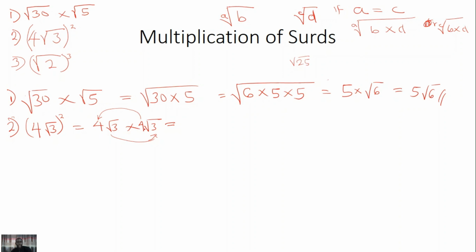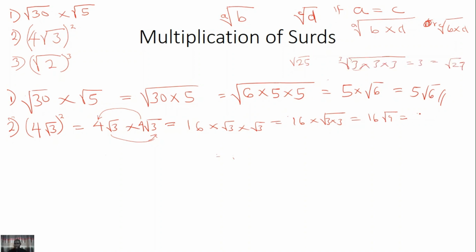So if you say 4 times 4, that will be what? 16. Now, root 3 times root 3, that will be equals to 16 times root 3 times 3, which is equals to 16 root 9, which is equals to 16 times 3, which is equals to 48. This is the final answer.